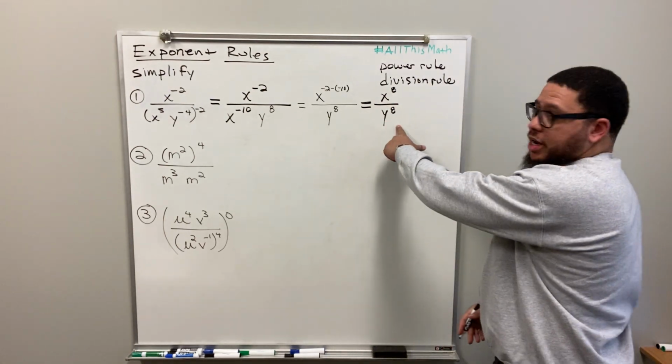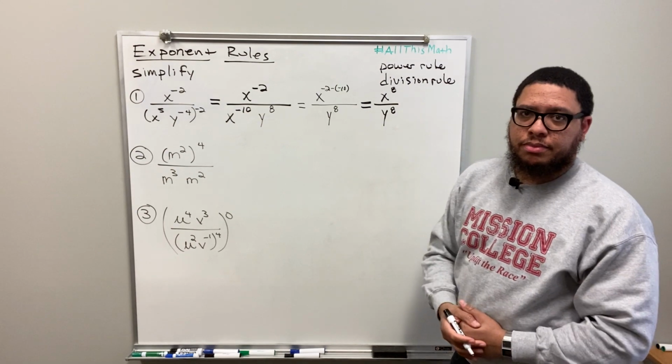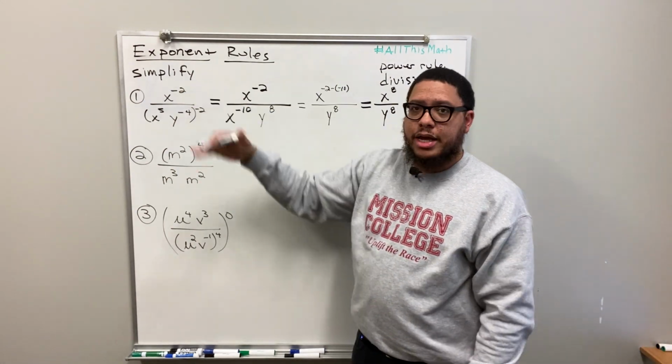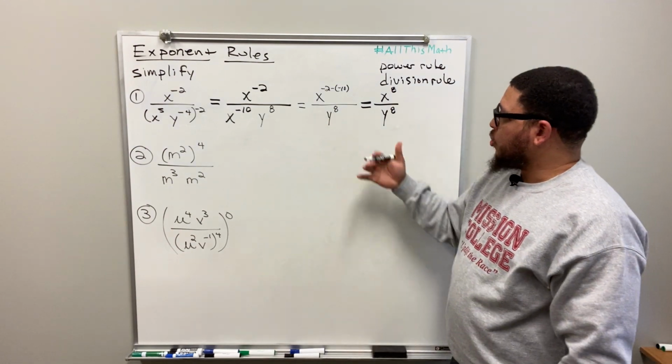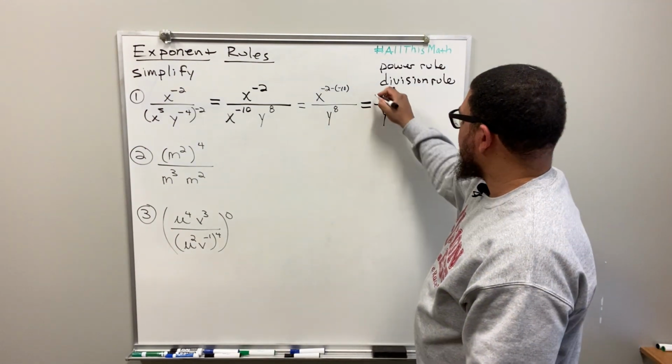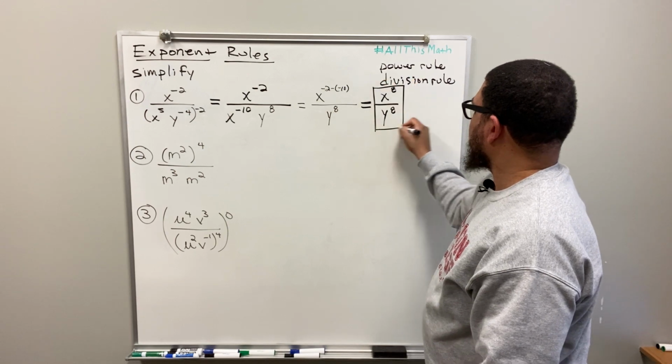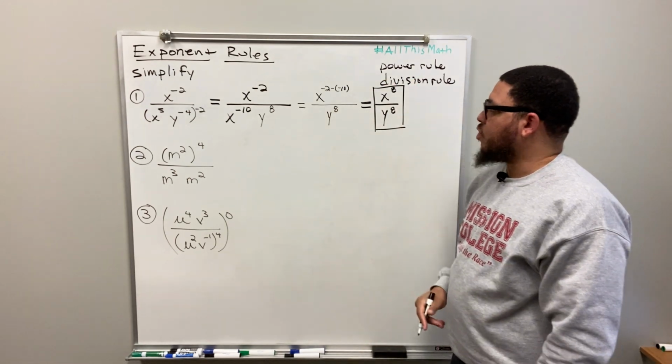Now, when I get to this point right here, there's nothing else for me to do. I've simplified as much as I possibly can. I've used every rule that I could in order to simplify as much as I can. So I just draw a box around this because this is my final answer. x to the 8th over y to the 8th.